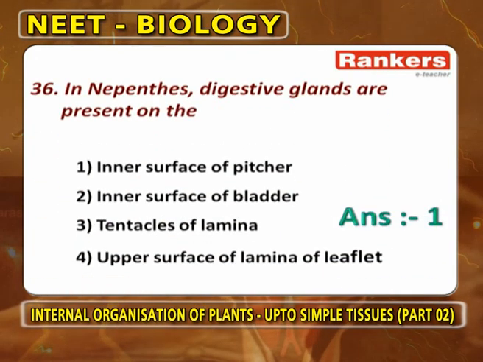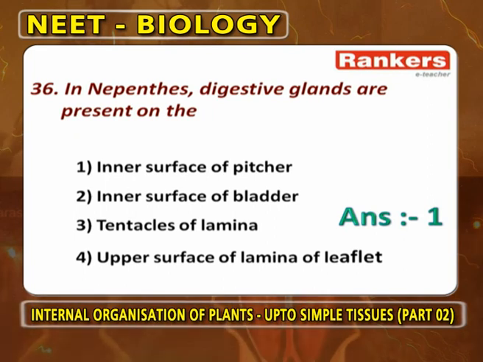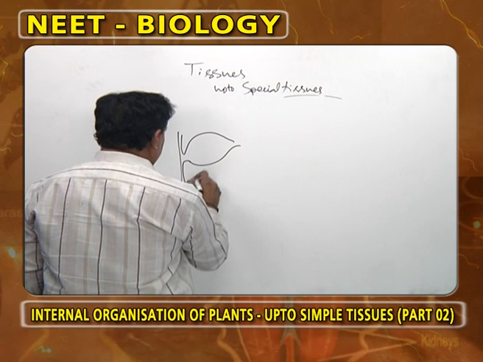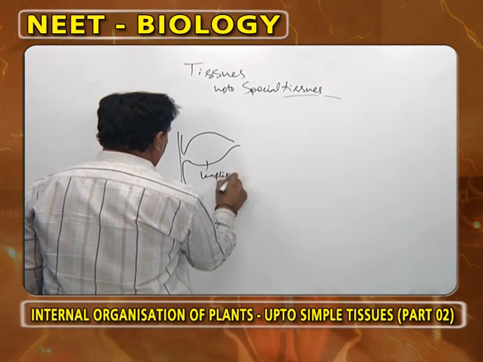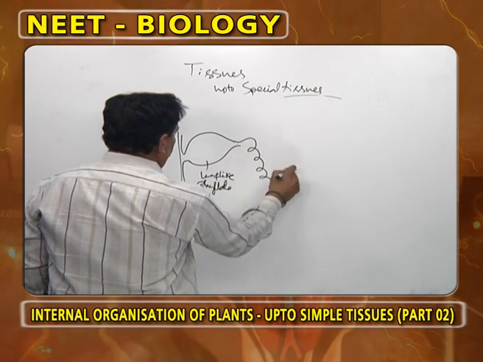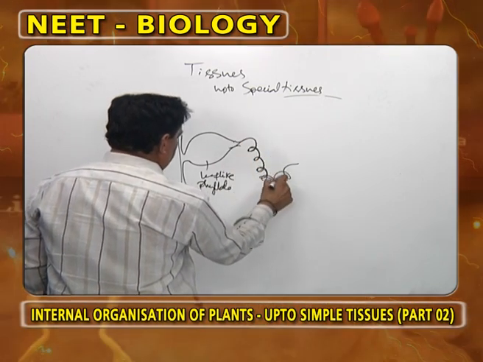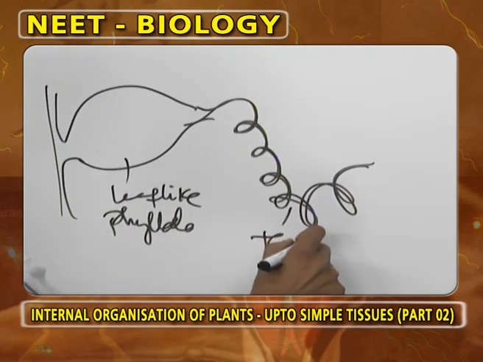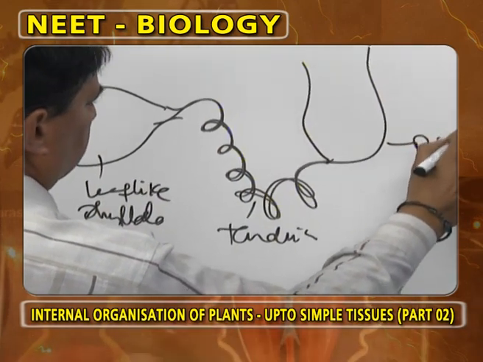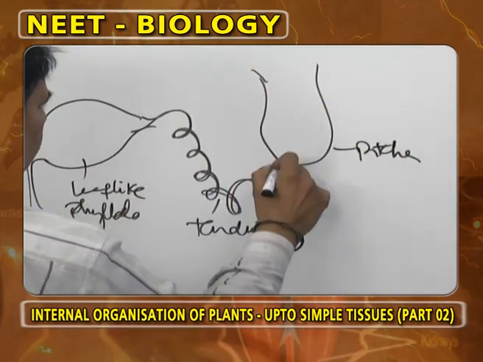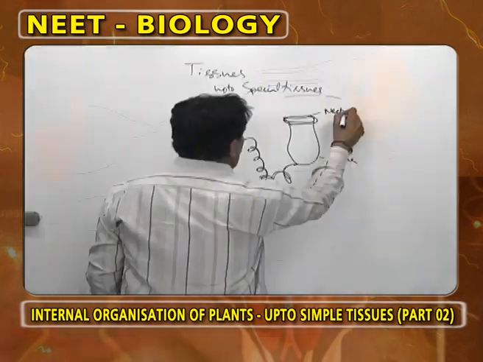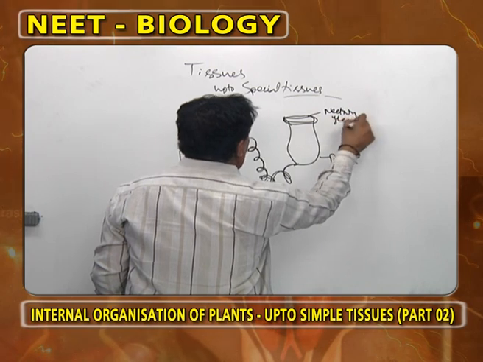In Nepenthes, digestive glands are present on the... In Nepenthes, the special feature is that the lower portion of the petiole becomes a broad, expanded, leaf-like structure, a phylloid. The upper portion of the petiole is modified into a special tendril. The leaf lamina is modified into a pitcher with an opening showing special nectary glands, which is slippery in nature.